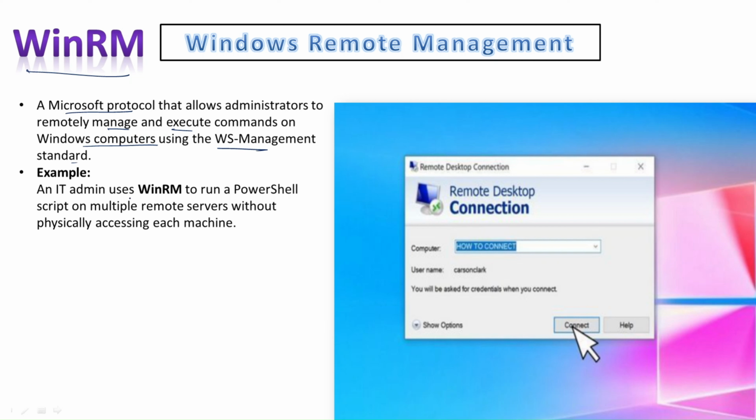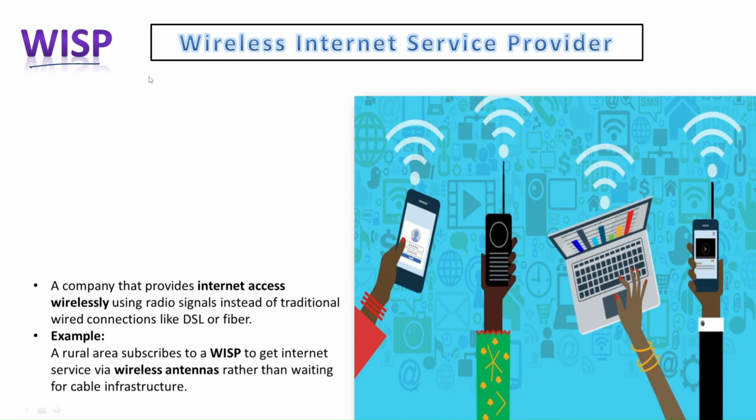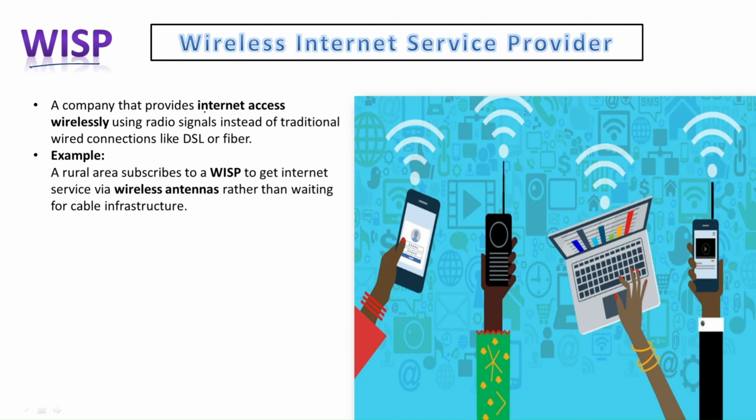WISP is a wireless internet service provider. So it is a company that provides internet access wirelessly using radio signals instead of traditional wired connections like DSL or fiber. For example, a rural area subscribes to a WISP to get internet service via wireless antennas rather than waiting for cable infrastructure.